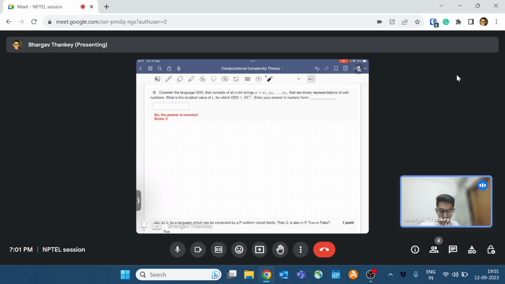Yeah, so the next problem is: consider the language ODD that contains an n-bit string x equals x1 to xn that are binary representations of odd numbers. What is the smallest value of i such that ODD is in NC^i? Enter the answer in numeric form. So, what's the smallest value of such an i? In particular, what is the smallest size of any circuit family deciding ODD?